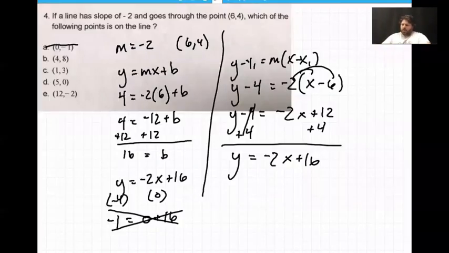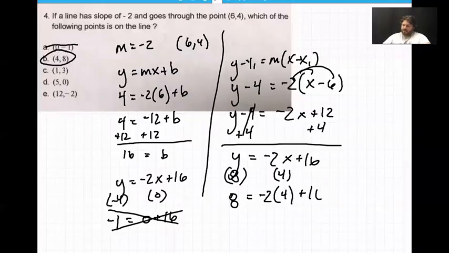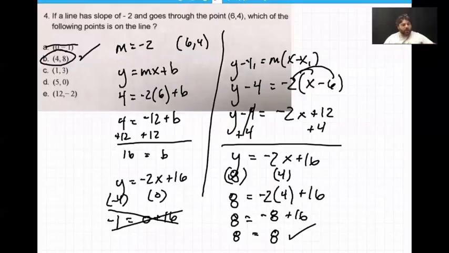Just for space's sake, I'm going to pop over to the next equation here. When x is 4, the y value is 8. What I'm doing is testing the point 4, 8 in my equation. So y is 8 equals -2 times 4 plus 16. I get 8 is equal to -8 plus 16. That means 8 is equal to 8, which is true. So yes, the point 4, 8 is on the line y equals -2x plus 16. So that's how I know the answer.